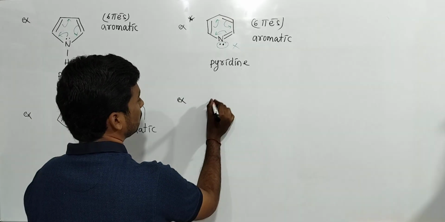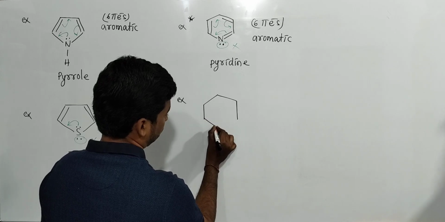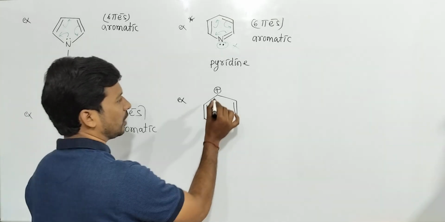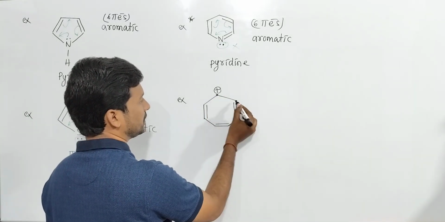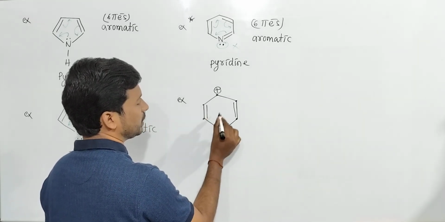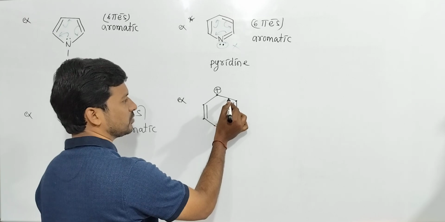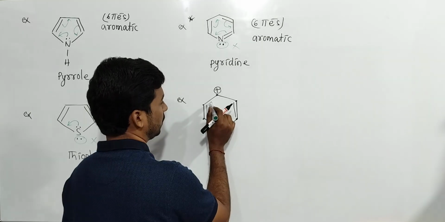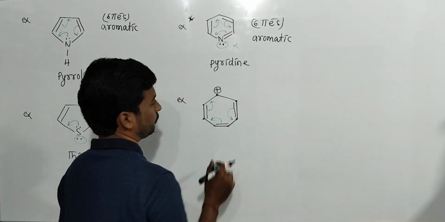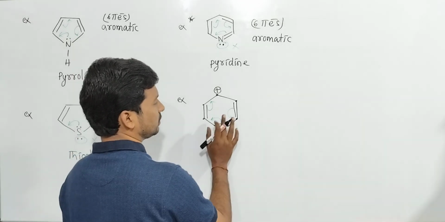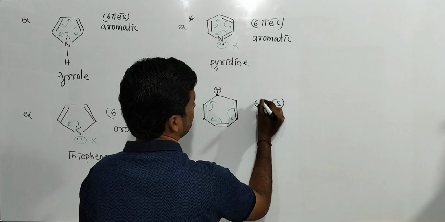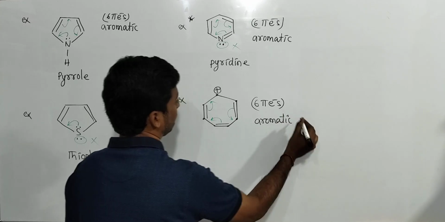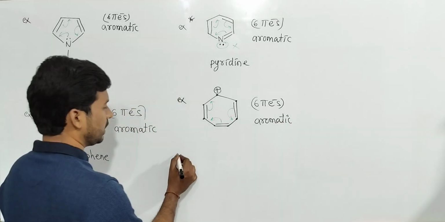Next example, tropylium cation. All carbons are sp2: double bond sp2, positive charge sp2, double bond sp2. All are sp2, cyclic, planar, conjugative: double bond, single bond, positive, single bond, double bond. Only 3 pi bonds involved in delocalization, like this. 3 pi bonds means 6 pi electrons involved in delocalization. This is aromatic.